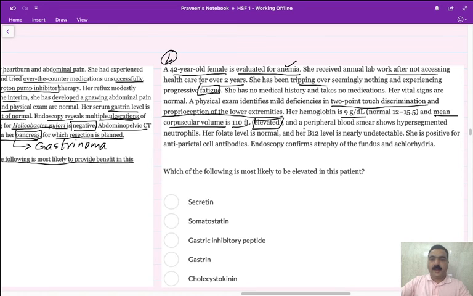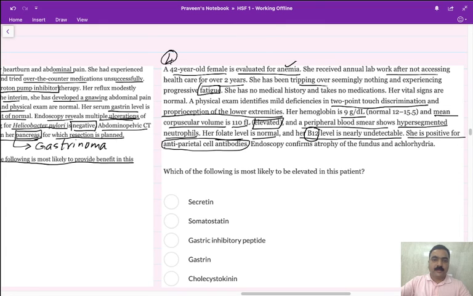Additional information given, a peripheral blood smear shows hypersegmented neutrophils, again a feature of vitamin B12 deficiency. And the folate level is normal, so the question is directly telling you it is not due to the folate problem, and her B12 level is nearly undetectable. So the question clearly tells you it is a B12 deficiency. These are all the features of the B12 deficiency, and she is positive for anti-parietal cell antibodies.